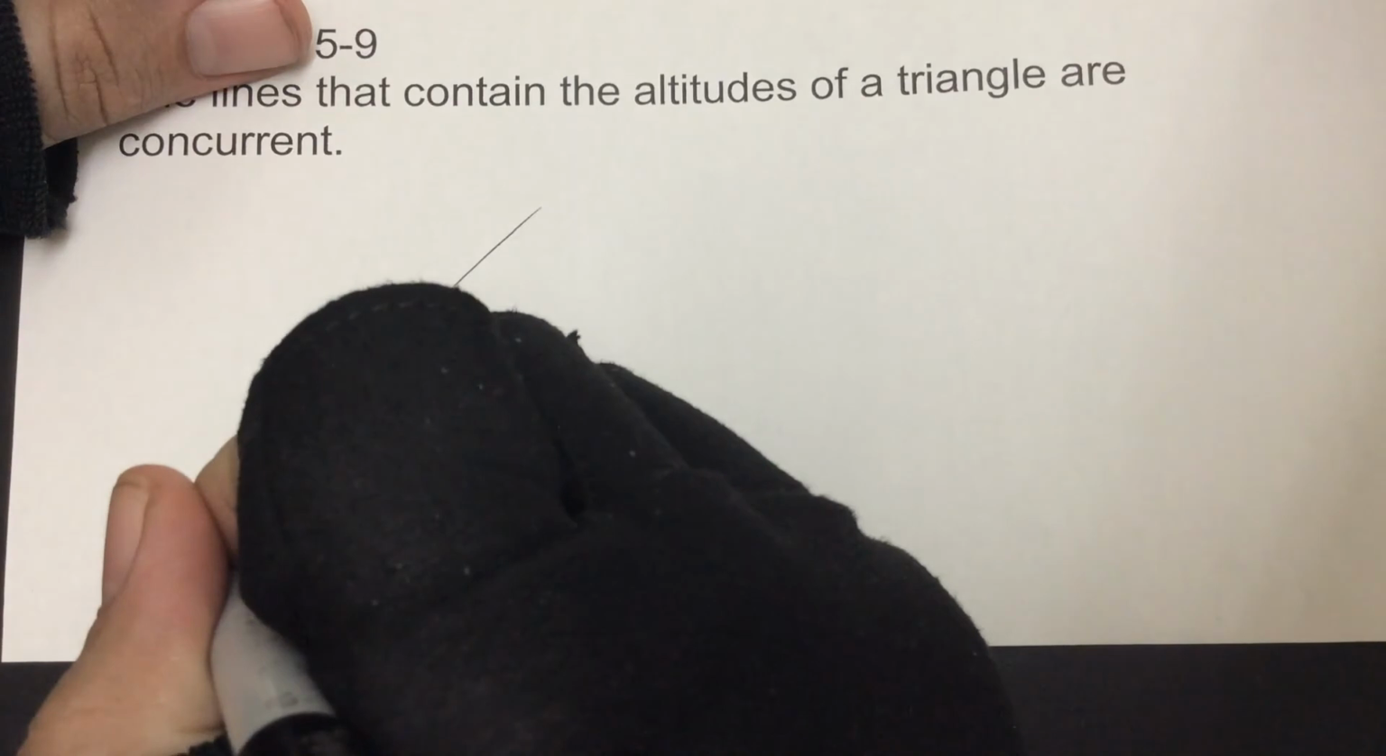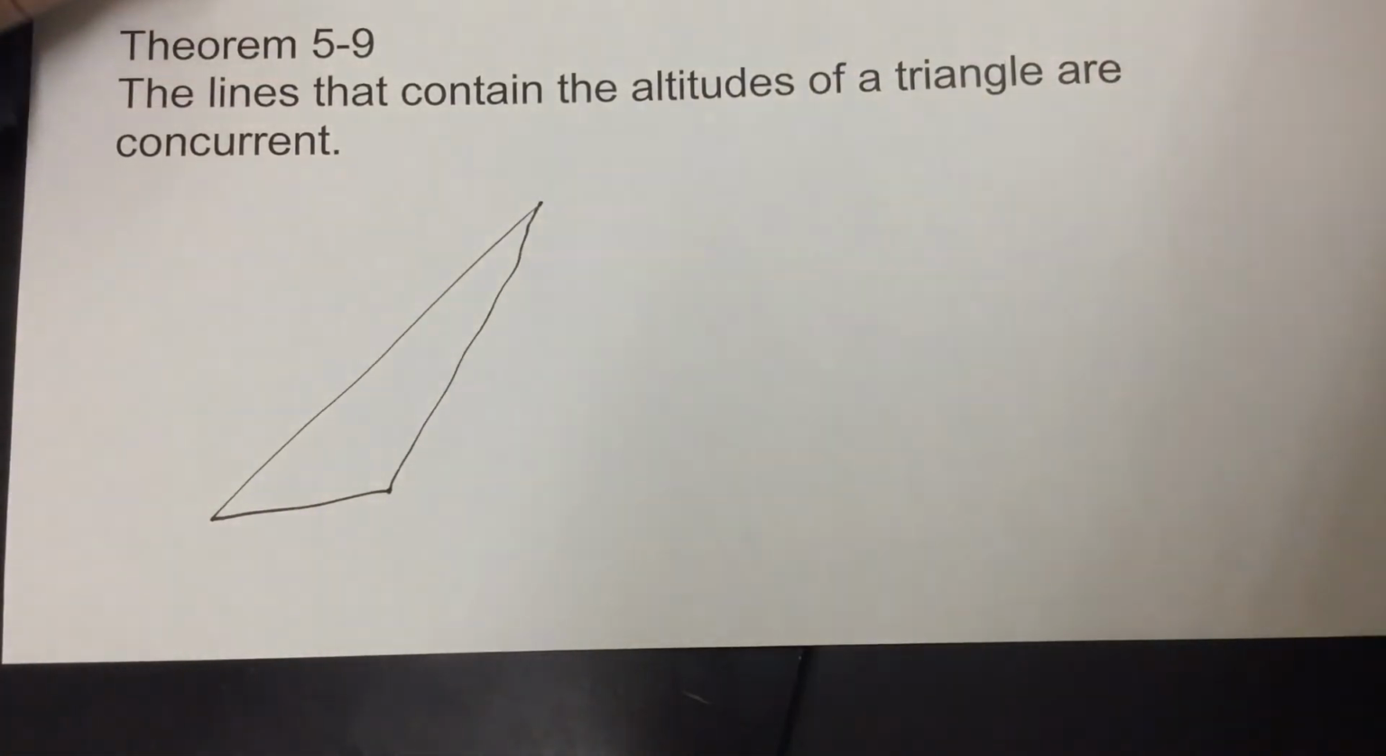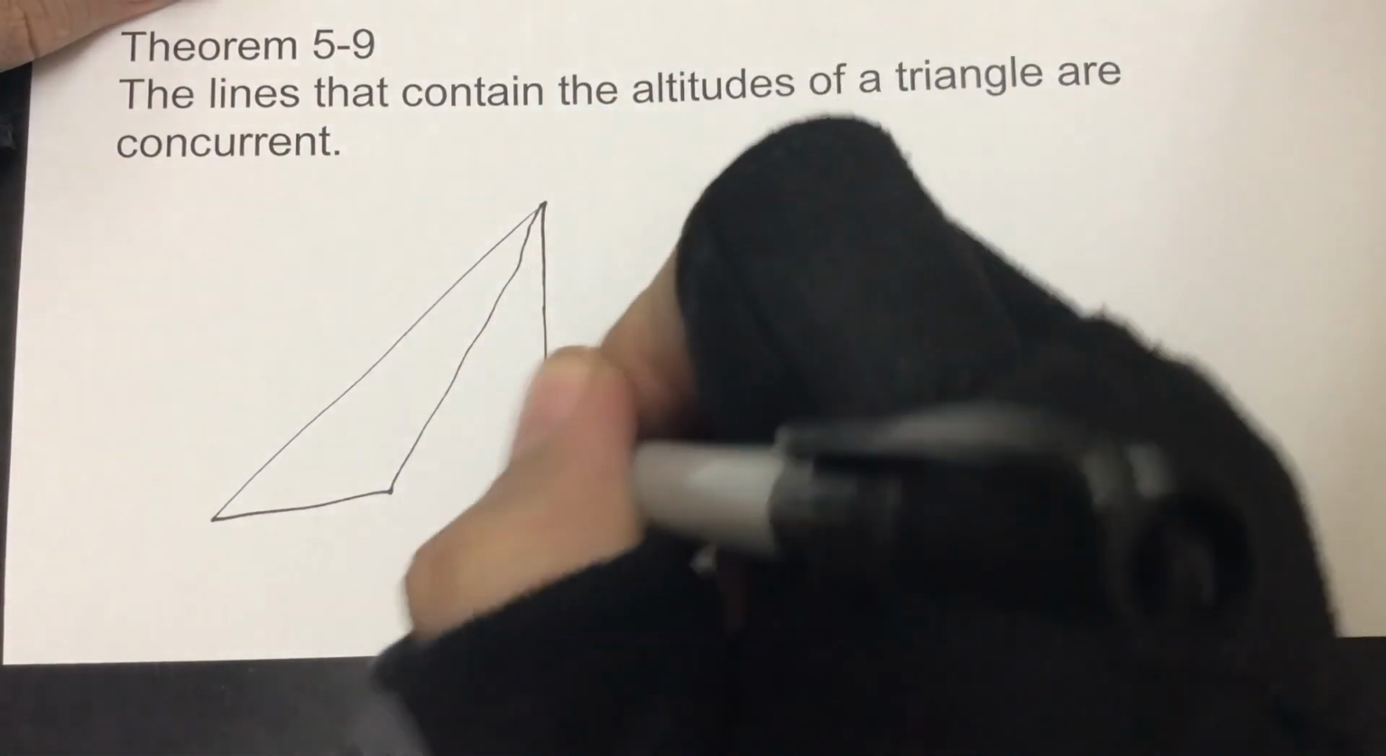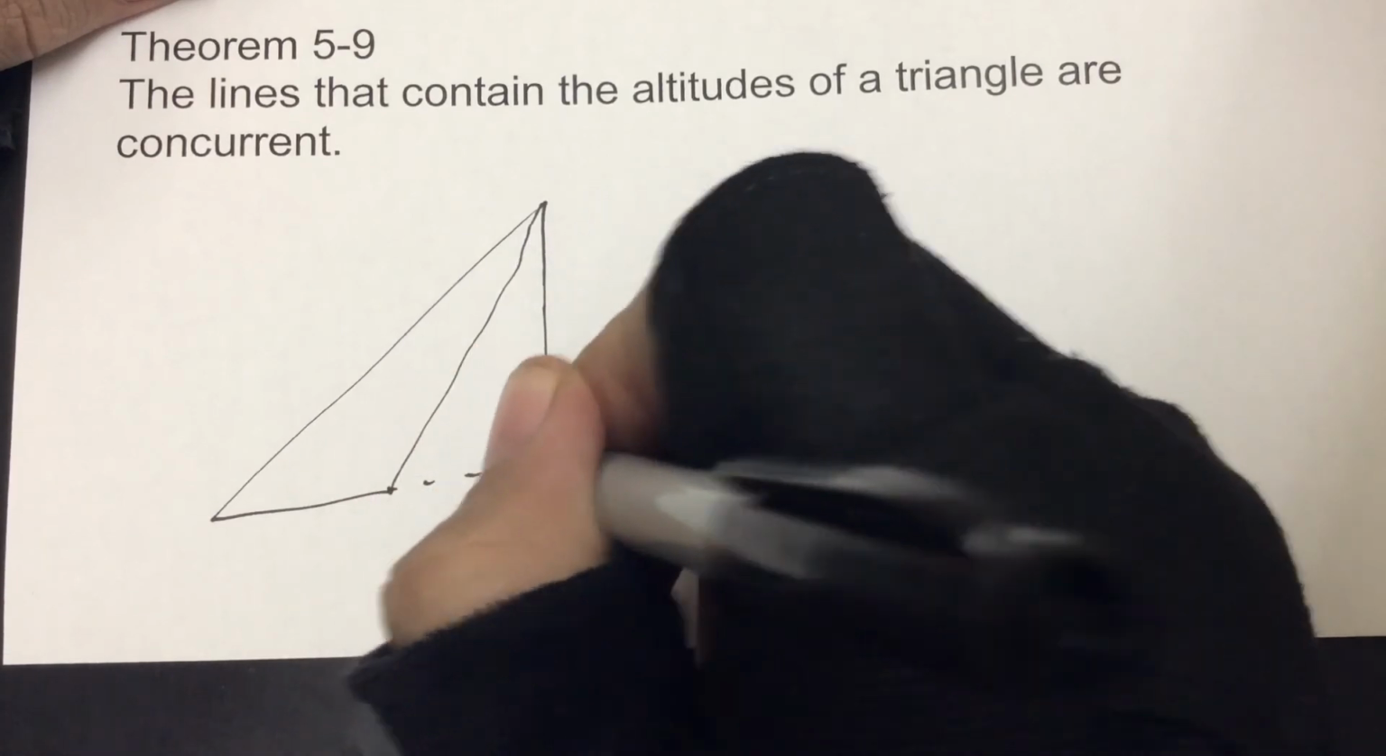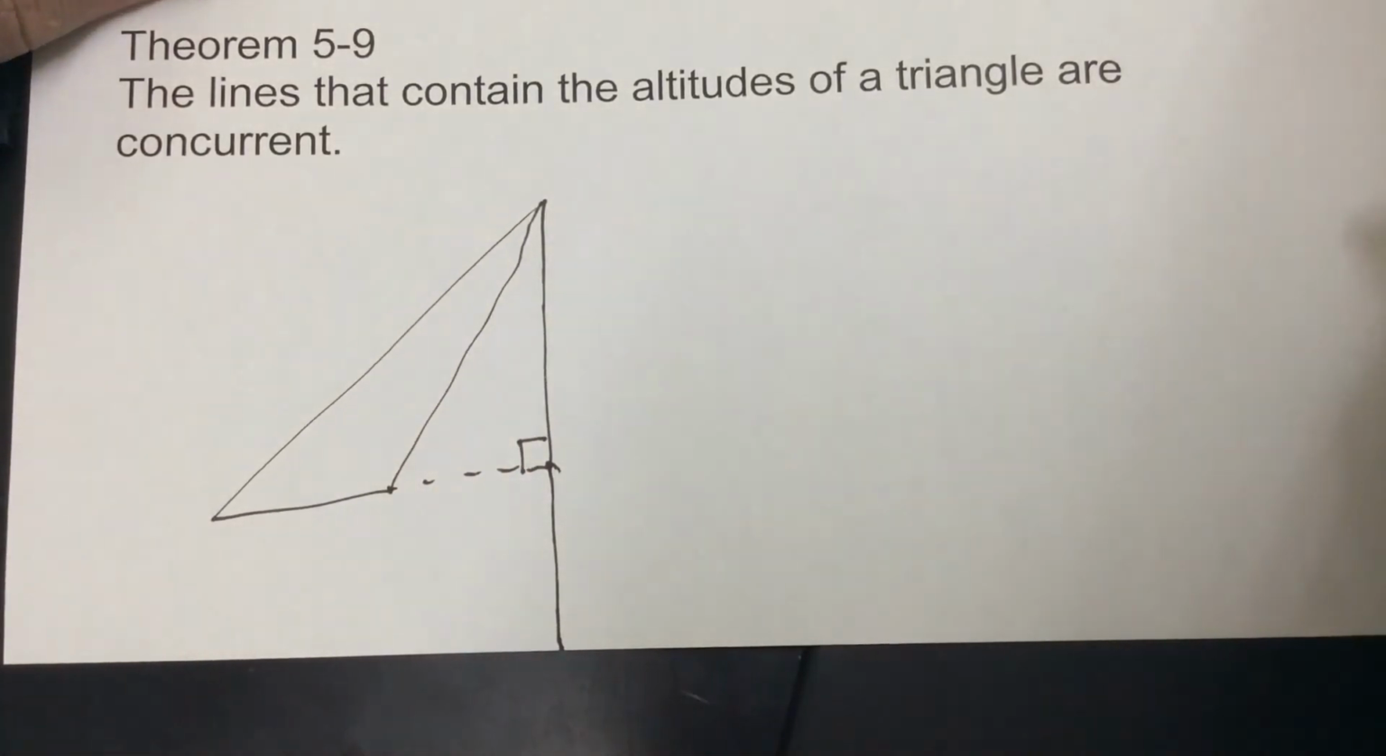Well, what about an obtuse? Well, if we draw an obtuse here, we know that the altitude would come down, and it would intersect here if we extended this out 90 degrees. Now I'm going to continue with this down. Hopefully I don't run out of room.